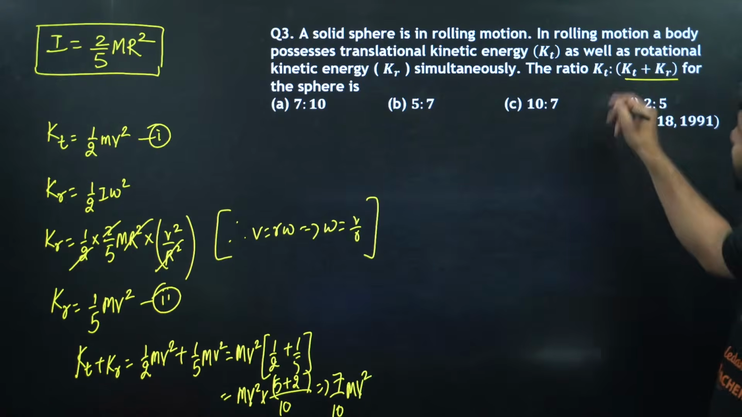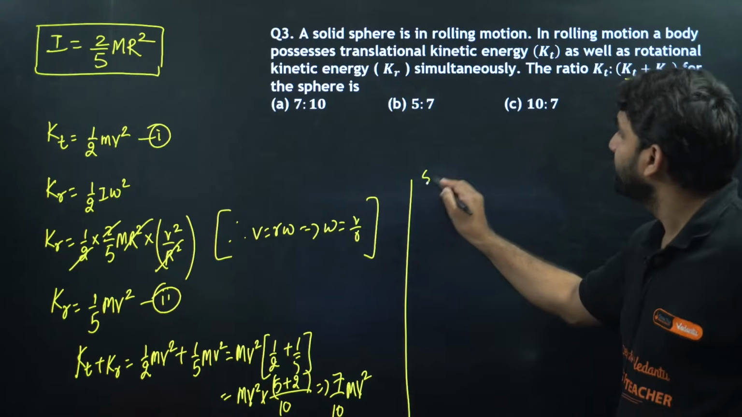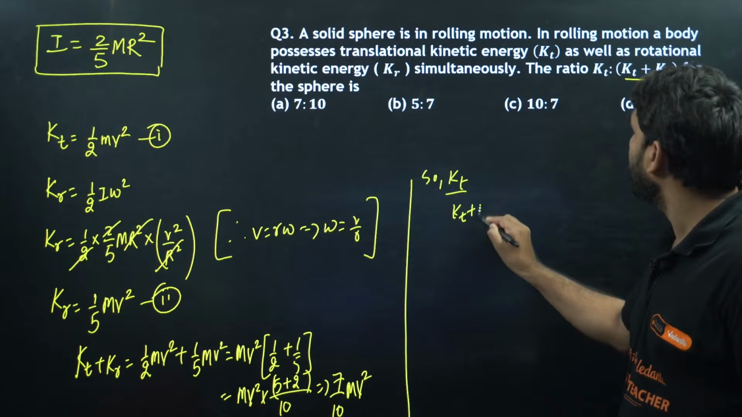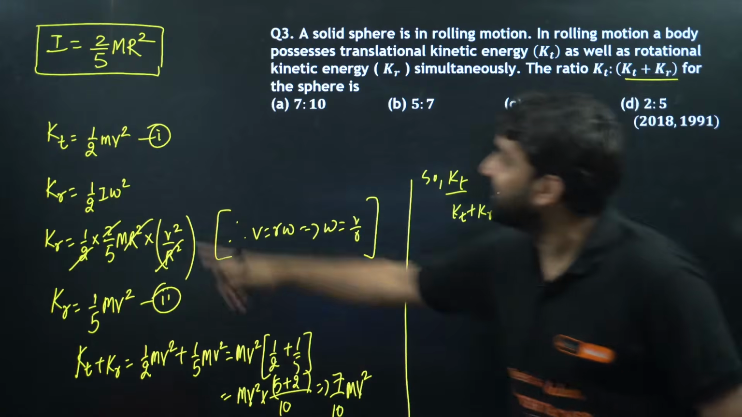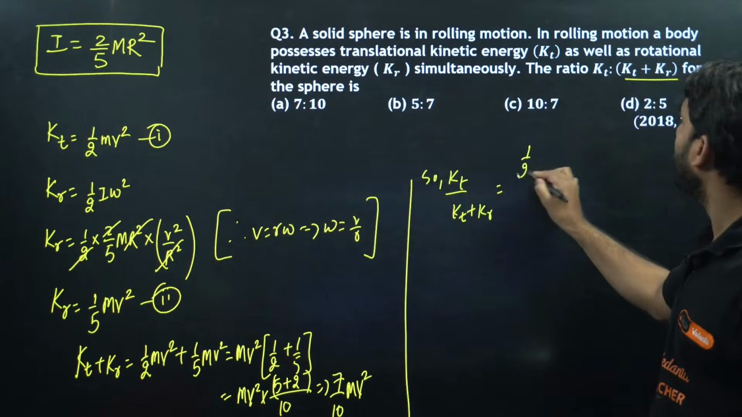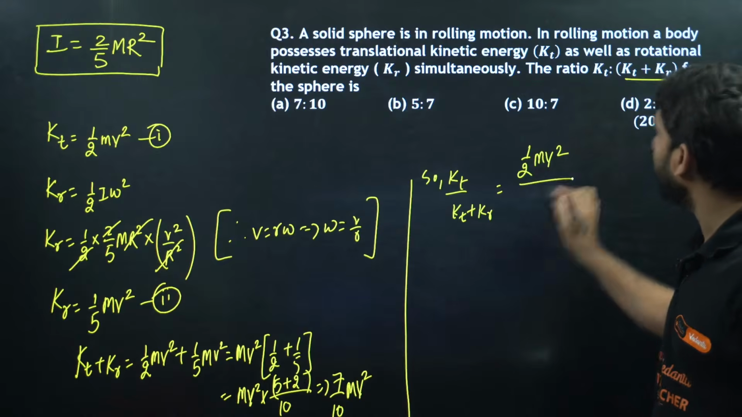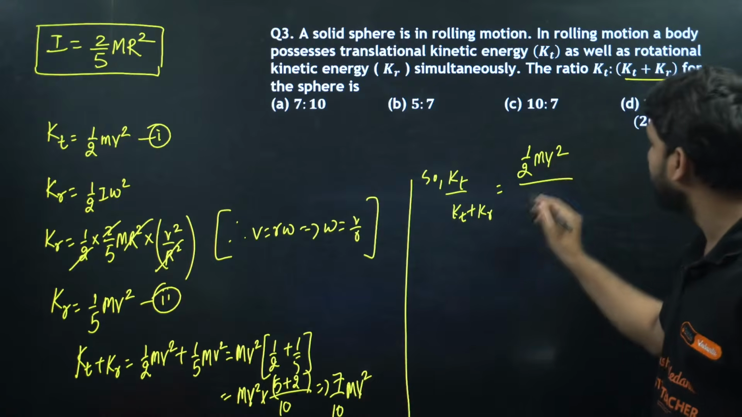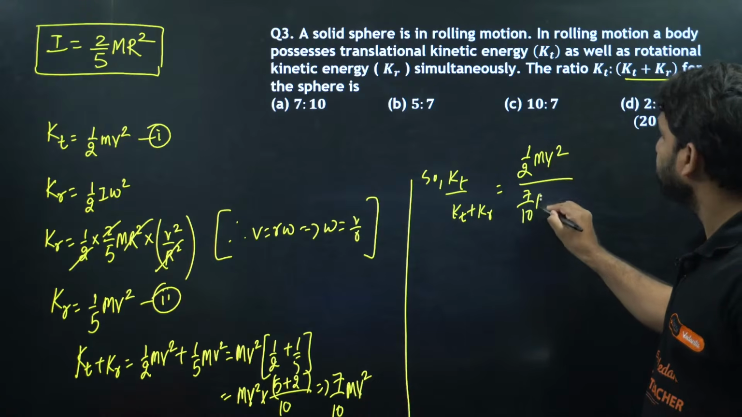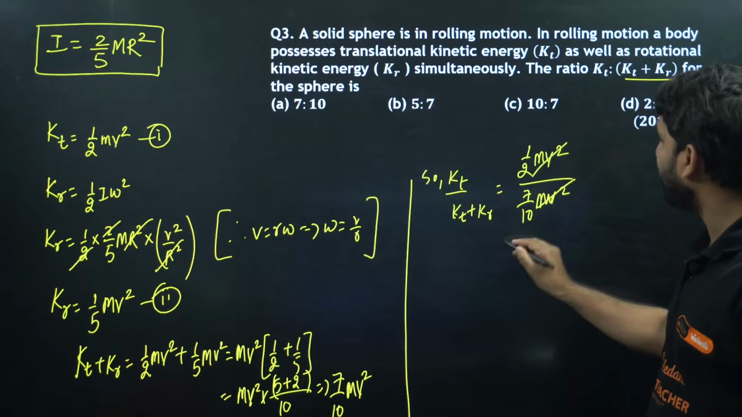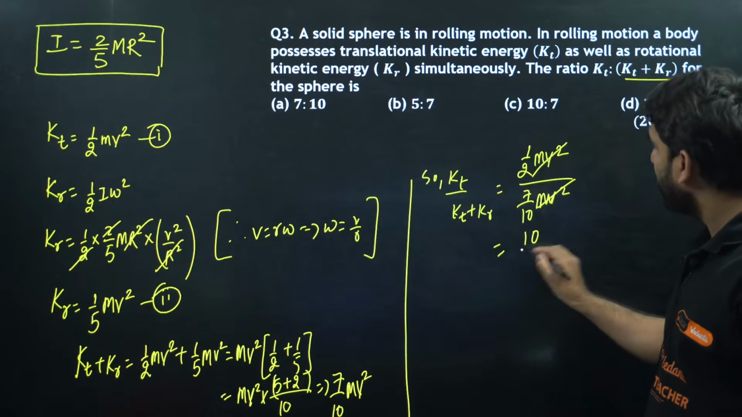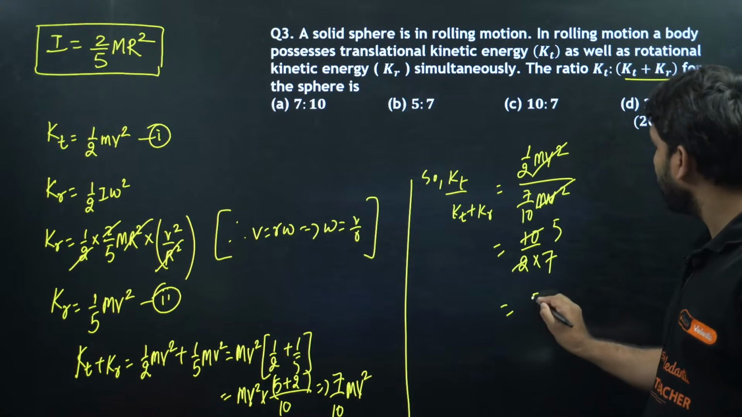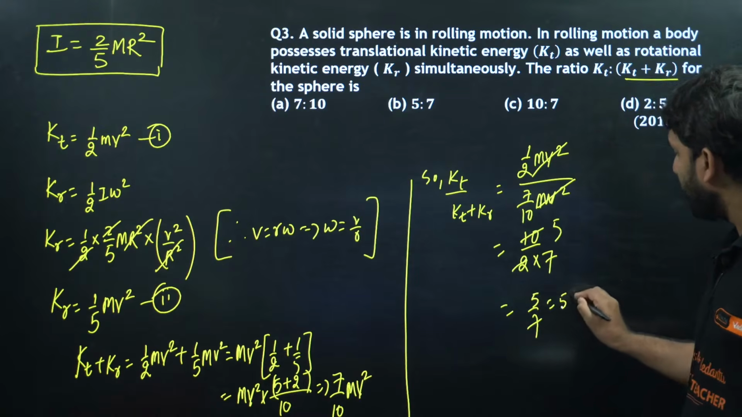Now we require the KT ratio, so KT by KT plus KR will be what? KT is translational kinetic energy, which is half mv square, divided by the sum of total energy that we require, KT plus KR, which is equal to 7 by 10 mv square. The mv square cancels, so 10 will go there, and this is 2 into 7, so 2 5s are 10, and we are getting 5 by 7, which is equal to 5/7.